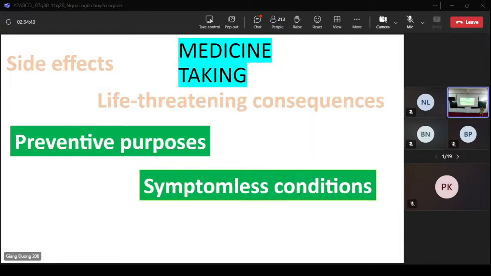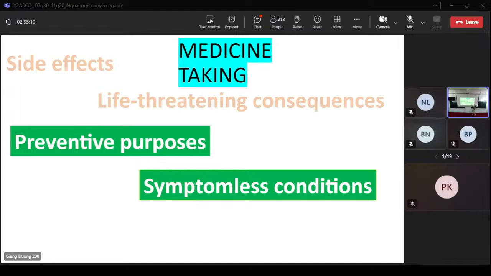Preventive purposes. I think I'm old, so I need to use some kind of vitamins, or I may use glucosamine to strengthen my bones. That's the preventive purposes. There are lots of medicines for this, right?